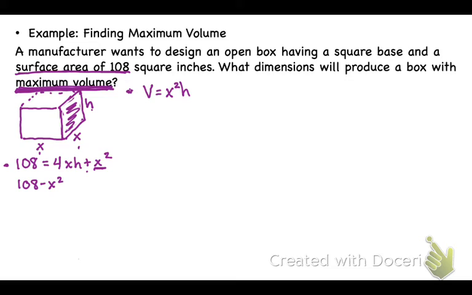Okay, so I'd have 108 minus x squared equals 4xh. Then what? I'm solving for h. I want h equals when I'm done. Divide by 4x? Yes. So h equals 108... Actually, I'm going to write it a little bit differently because I don't want to look at it like that. I'm going to put 1 over 4x times 108 minus x squared.